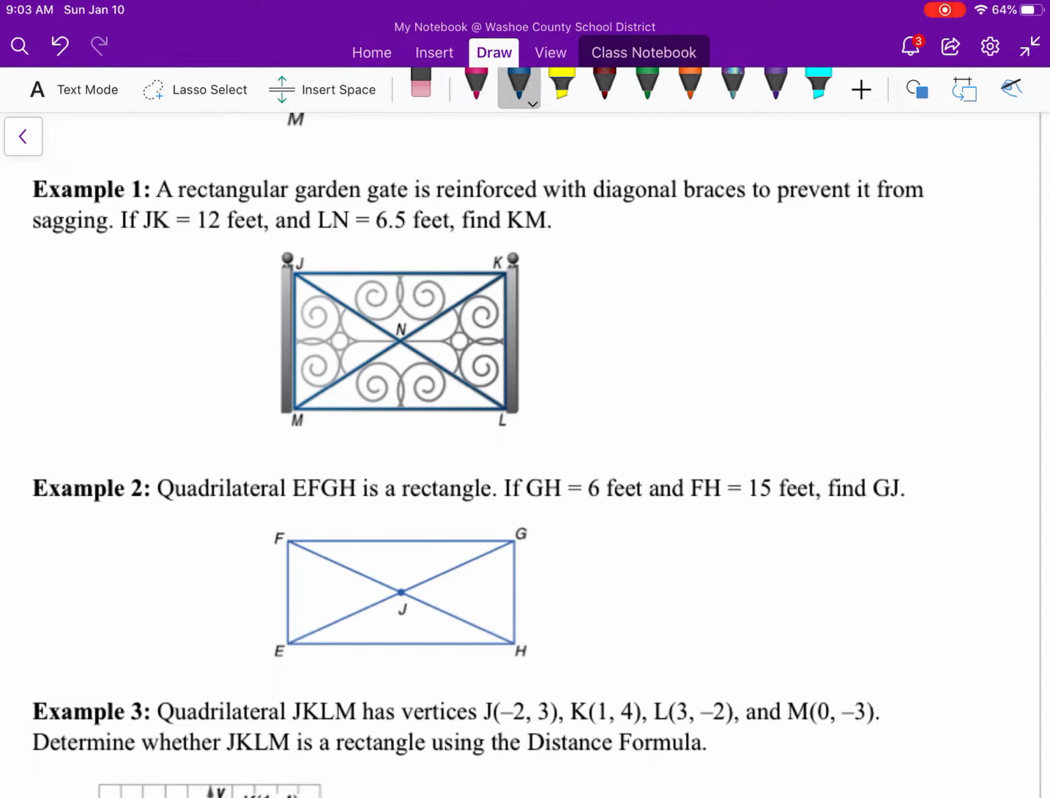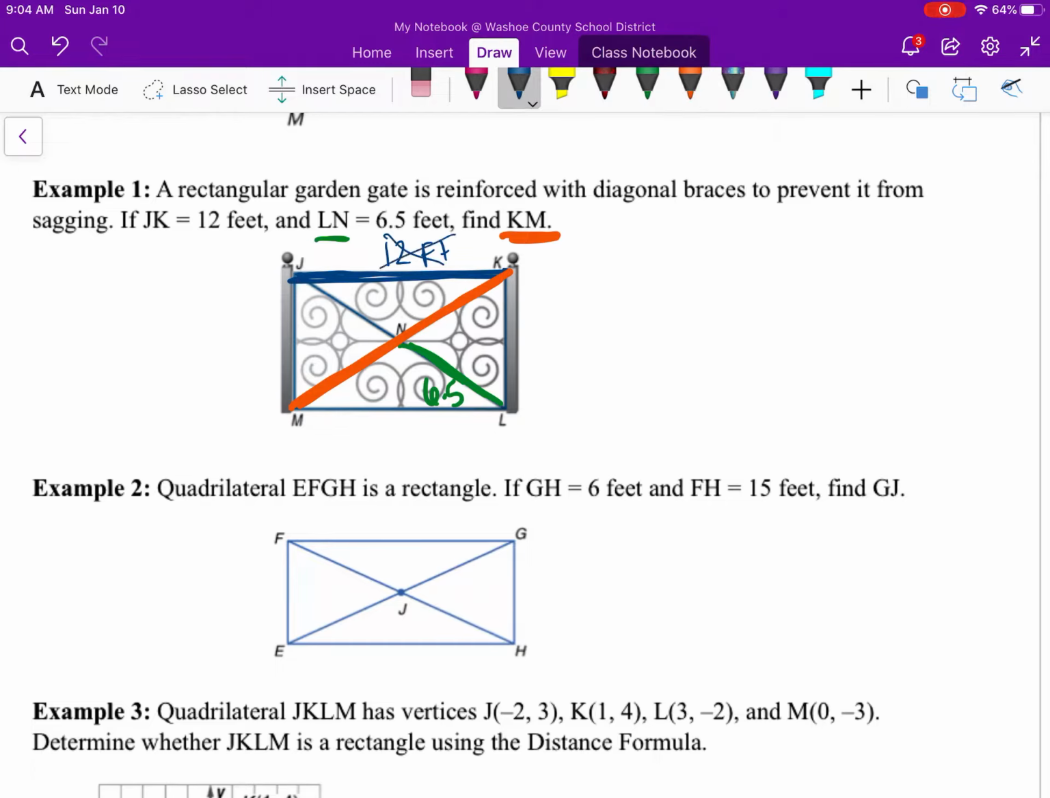So we have a rectangular garden gate that is being reinforced with diagonal braces to prevent it from sagging. If JK, so JK is up here, is 12 feet, and LN, which is here, is 6.5 feet, find KM. KM is this whole thing.